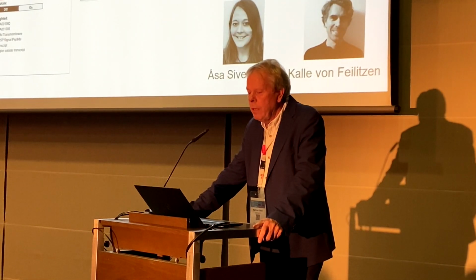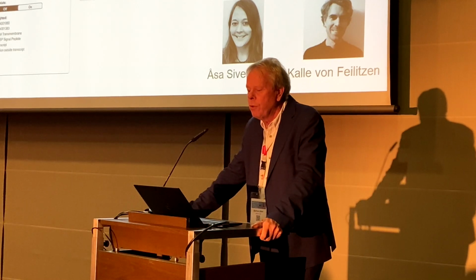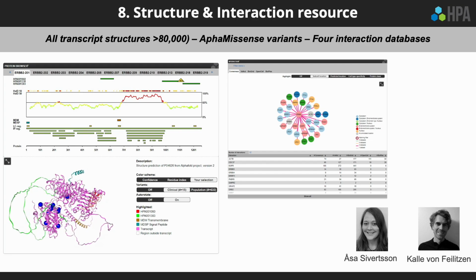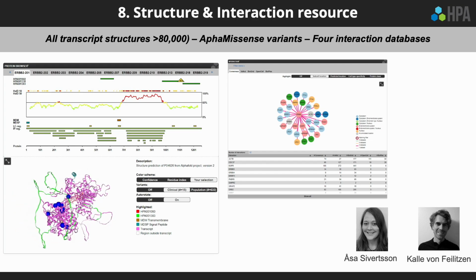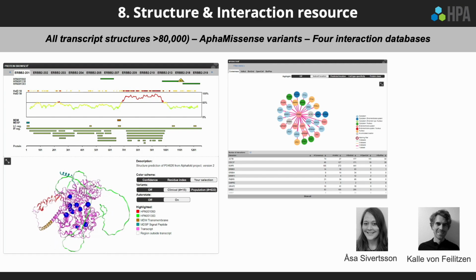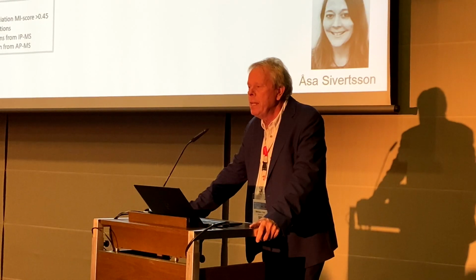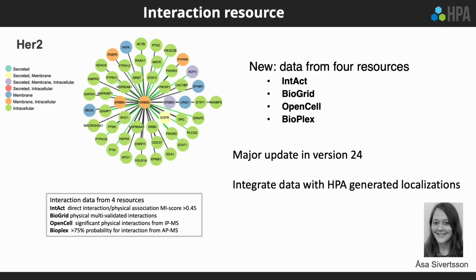And then last but not least is the structure and interaction resource. So we have more than 80,000 structures being visualized. And it took us 3 months of CPU time in a supercomputer center to do that. So then you can compare the structure of the consensus protein, the full length, with the structure of the splice variants. And then the interaction resource, we are very indebted to EBI and IntAct and Henning and others, but we have also added data from BioGRID, OpenCell and BioPlex.